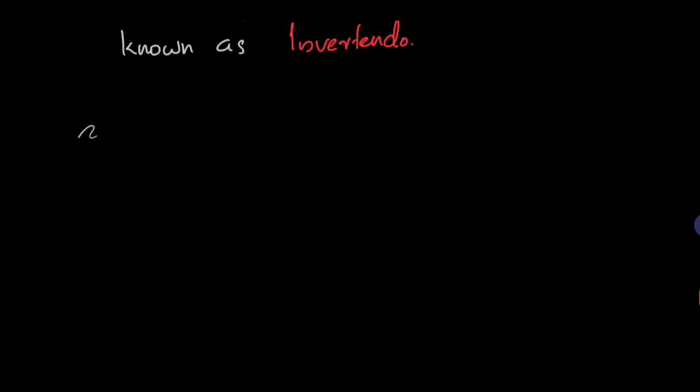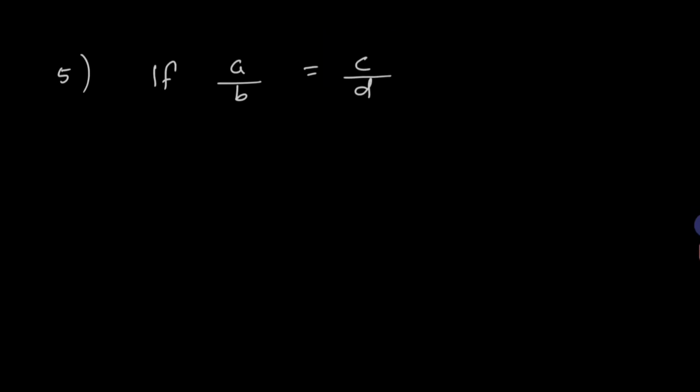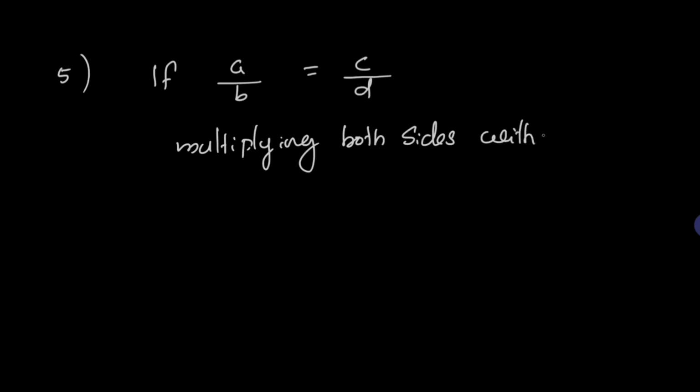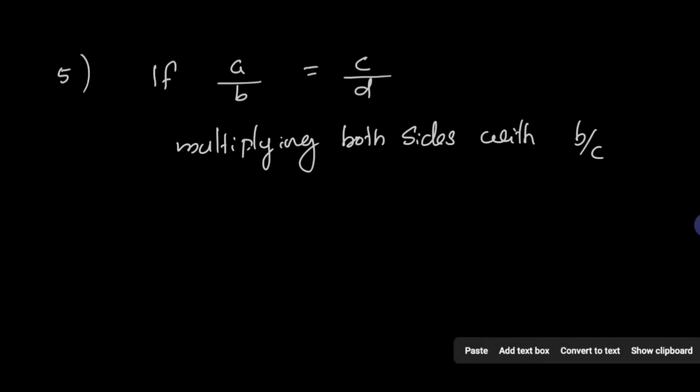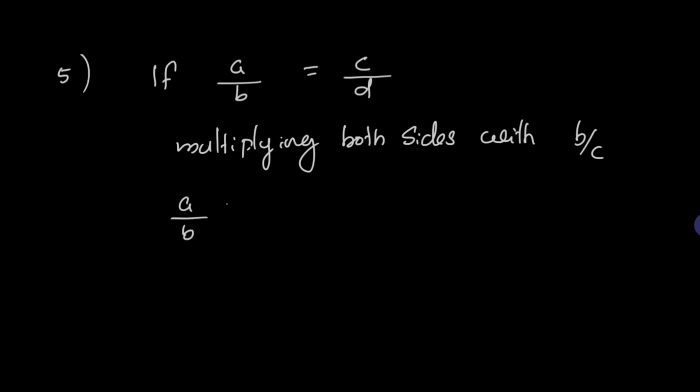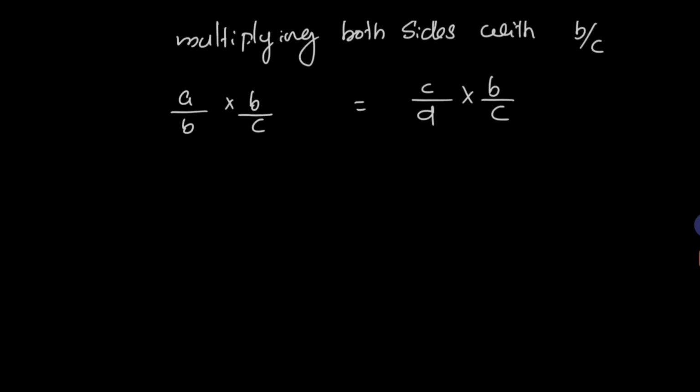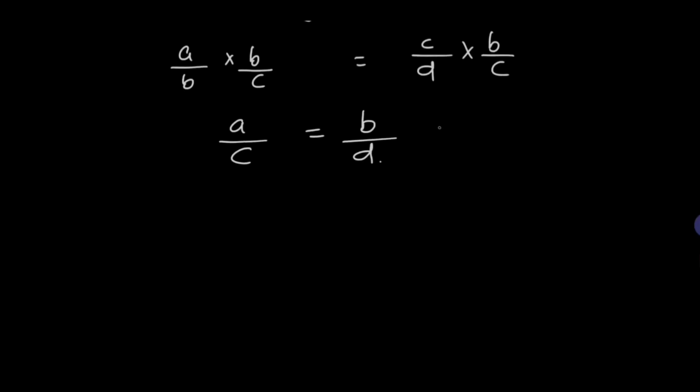Next is the fifth condition. If A by B equals C by D, we are multiplying both sides by B by C. That means A by B is multiplied with B by C and C by D is also multiplied with B by C. Then it will become A by C equals B by D. This relationship is known as alternando.